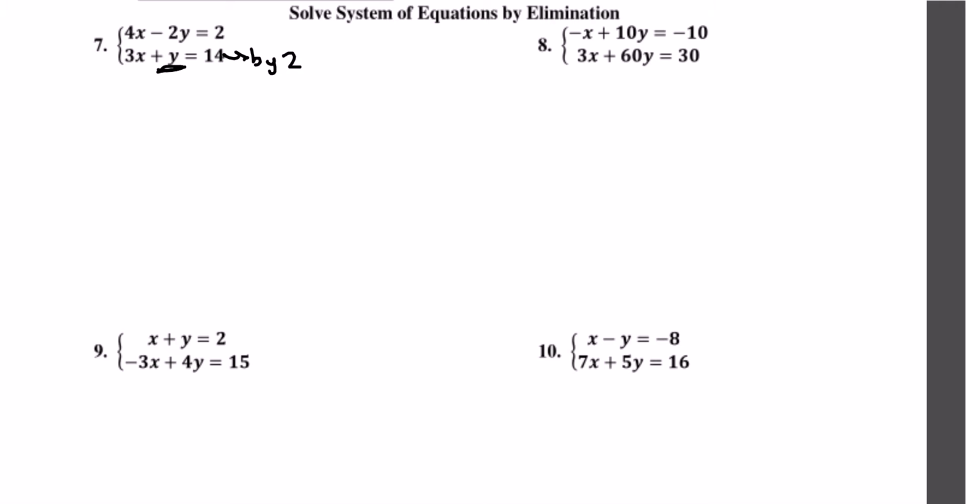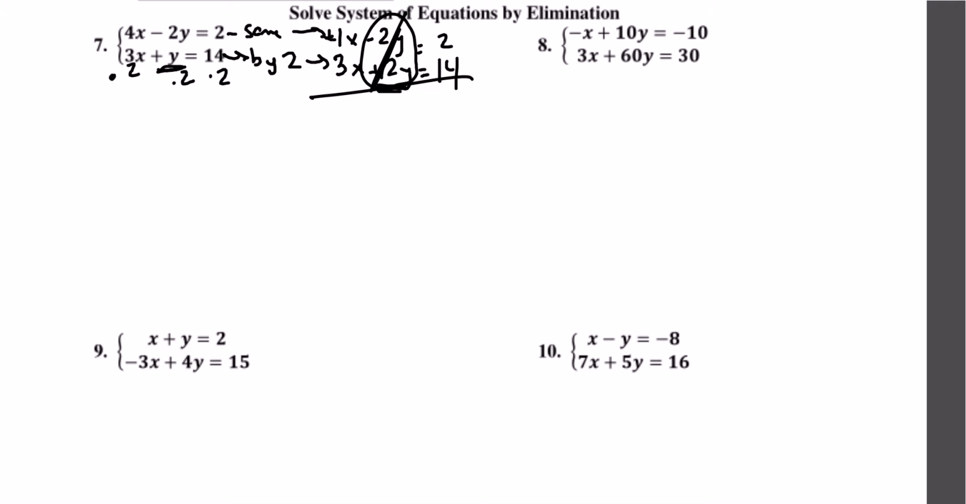Because if I multiply the bottom by 2, and I'm allowed to do this as long as I do it to everything, as long as I multiply all 3 of them by 2, I'm going to get 3x plus 2y equals 14. Now that's important because if I keep this one the same, the top is going to turn into 4x minus 2y equals 2. And now my y's have the same number with opposite signs, so my y's are going to cancel.